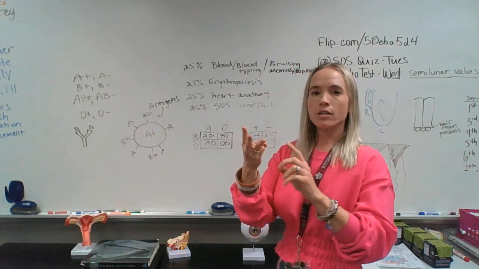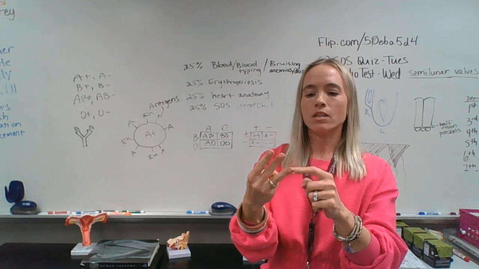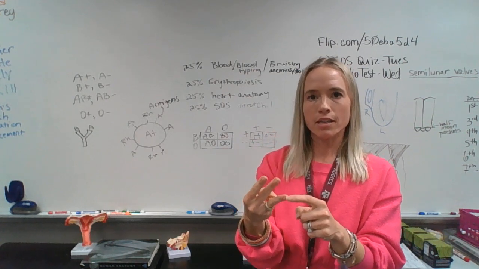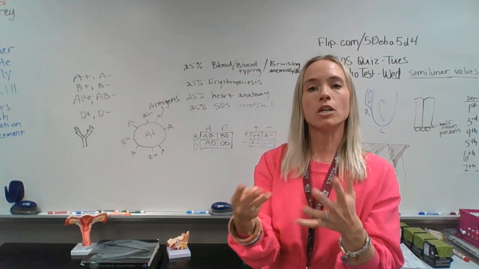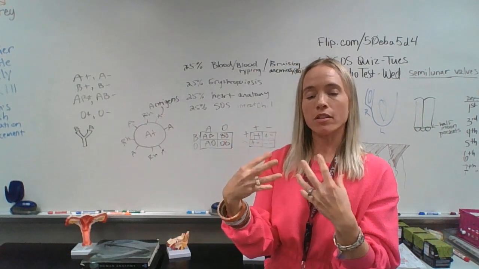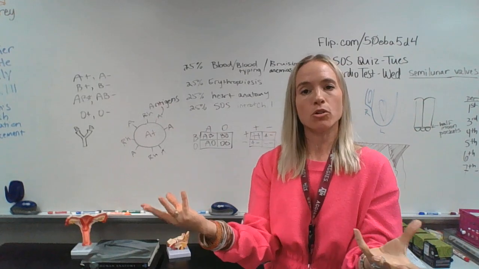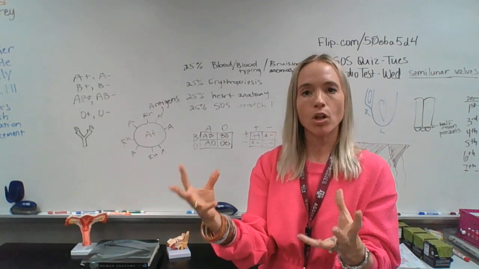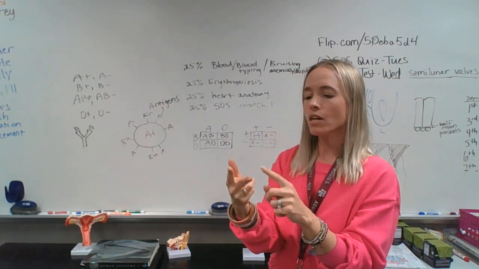Anemias, the three we learned are iron deficiency anemia. That's going to be when someone is losing too much iron, like they're losing blood, or they're not getting enough iron in their diet, or they're not absorbing it. Maybe they're drinking a lot of caffeine and the caffeine is blocking absorption of iron.